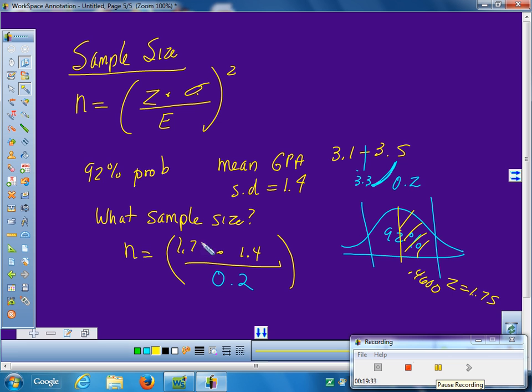So you throw it in there, you calculate it, you have to remember to square it. It actually comes out 150.062. On sample size, if there's any decimal, because you always want to sample too much, you should always round up, no matter how small. So this would be saying you should sample 151. So it's always rounded up, regardless of what it is. Sample size is not a major big deal.